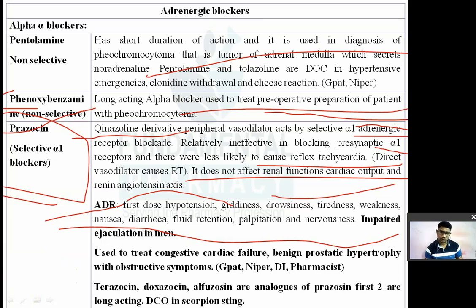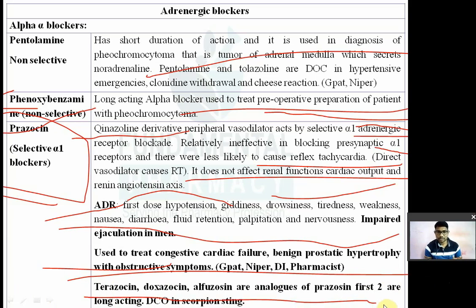Now, what are the uses of these selective alpha 1 blockers? They are used to treat congestive cardiac failure, then benign prostatic hyperplasia or hypertrophy, that is prostate enlargement with obstructive symptoms. Terazosin, doxazosin, alfuzosin, tamsulosin are selective alpha 1 blockers. Out of that, terazosin and doxazosin are long acting, and prazosin is the drug of choice in scorpion sting.